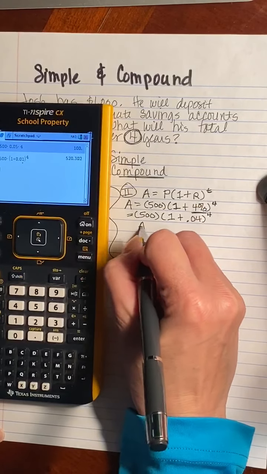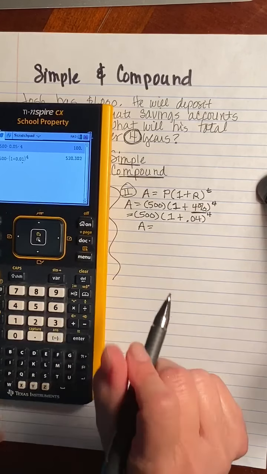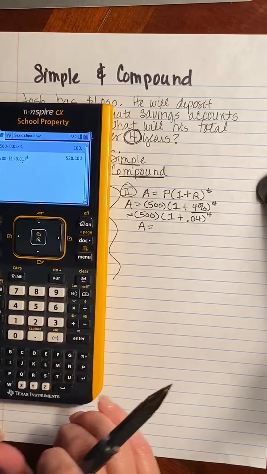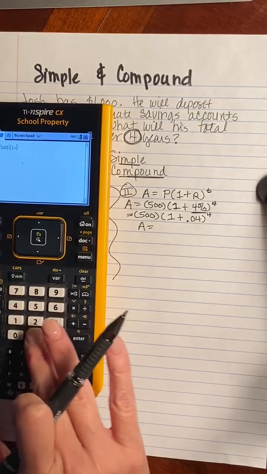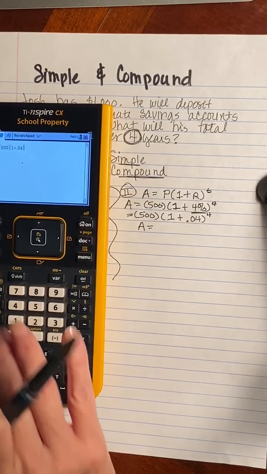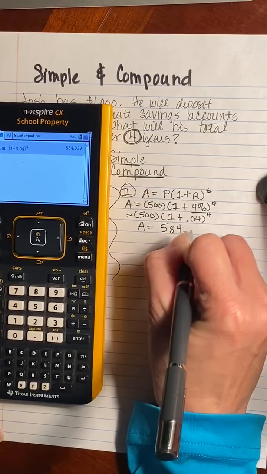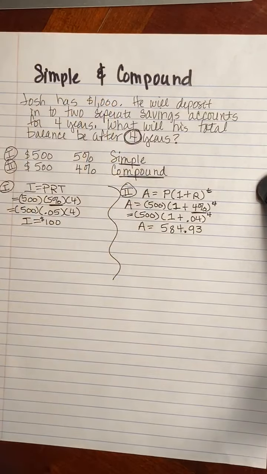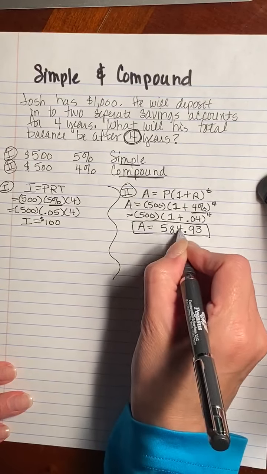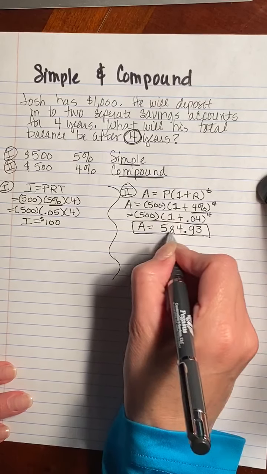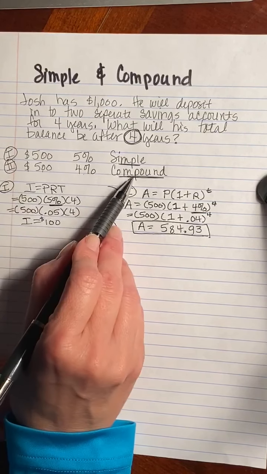So that looks like our total amount that will be in... Whoop, I messed up. Let me clear that and start over. So I have 500 times 1 plus 0.04 to the power of 4 years. Here we go. 584.93. All right, so I can see that the total amount in this account is $584.93. This is how much money will be in the account when you deposit $500 at 4% compound interest.